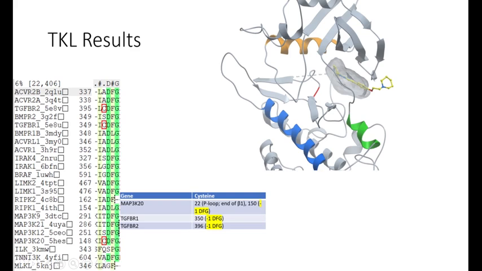There are 3 genes with cysteines located 1 residue before the DFG motif. These cysteines are not conserved, but 2 are found in genes belonging to the same kinase family.